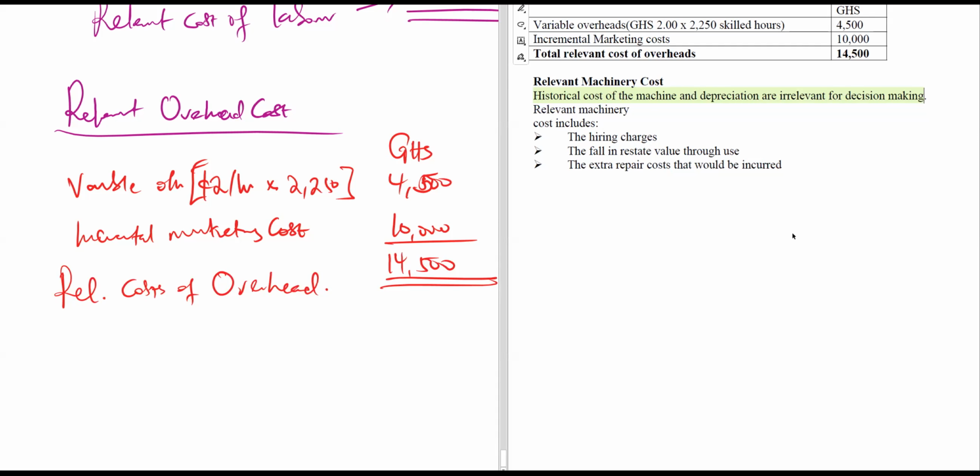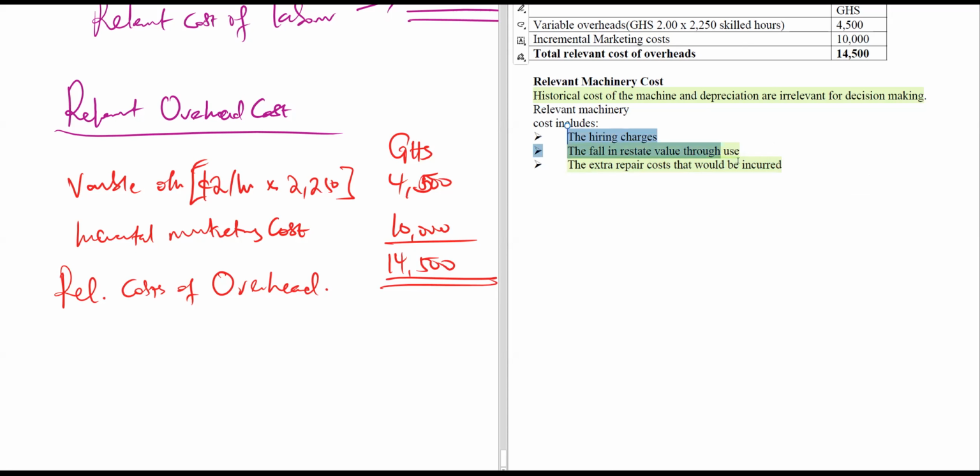Irrelevant. The hiring charges, if you have to hire the machinery, meaning you have to rent the machinery, are relevant. The charges become relevant, right? Because it's something you now incur. Also, if the machine will fall in value through use, like if I can sell it now for 2,000, and I realize in 1 year's time I can sell it for 500, that means I've lost 1,500 in its value, right? That one is relevant. And also, if there will be extra repair costs or extra maintenance fees for that machine, then it becomes relevant.